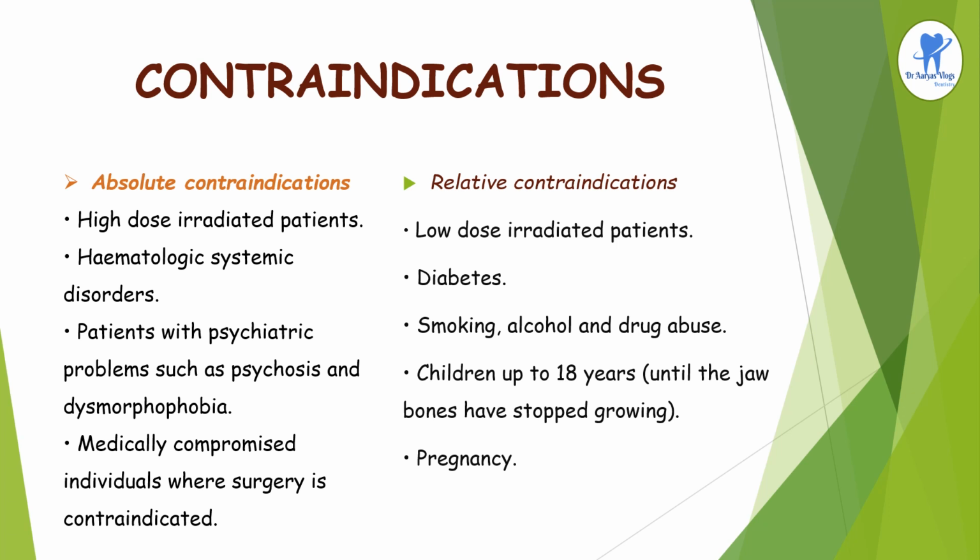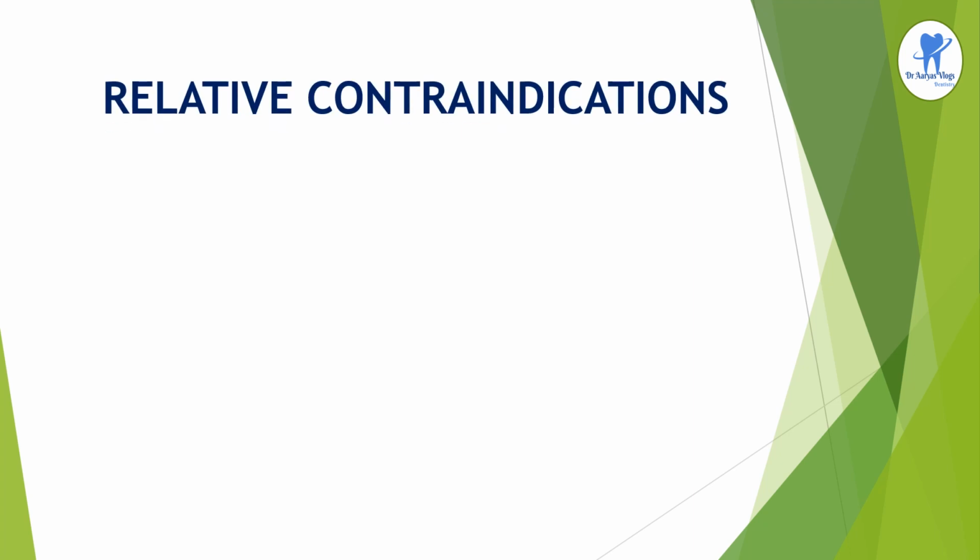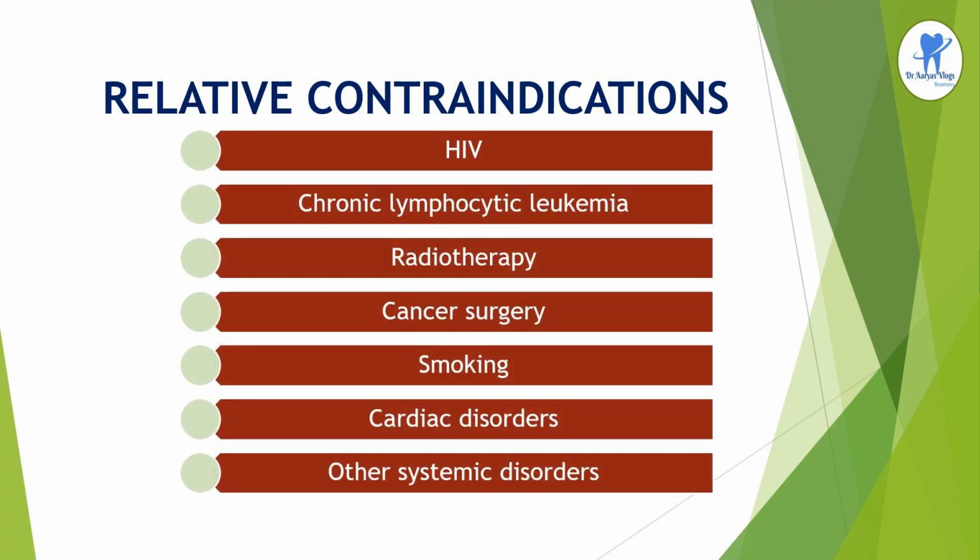Let's explain in detail. Let's discuss what are the relative contraindications. Actually, these are conditions where dental implants can be placed in milder forms of the disease and avoided in severe forms of the disease. And they are HIV patients, that is generally implants are avoided in HIV patients. However, if their CD4 counts are above 200 cells per mm cube, then implants can be considered for the treatment. Then chronic lymphocytic leukemia. Implants can be considered for this treatment. However, if the disease is advanced with thrombocytopenia and anemia, then implants should be avoided.